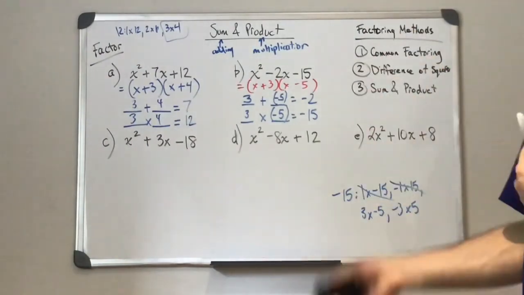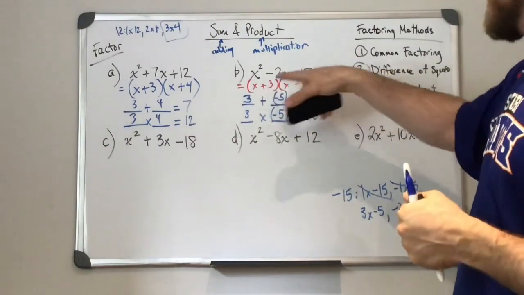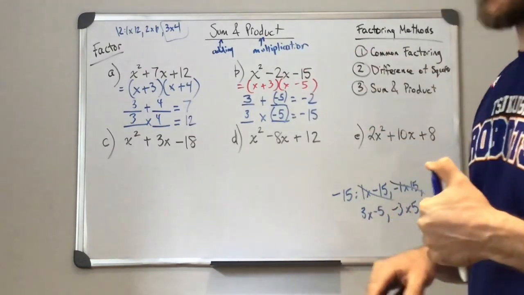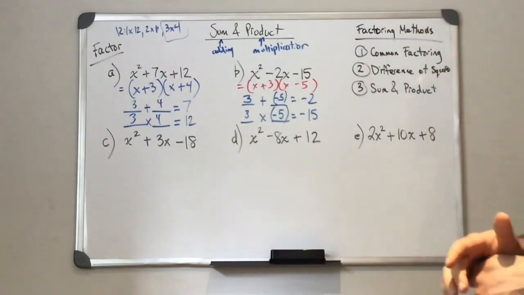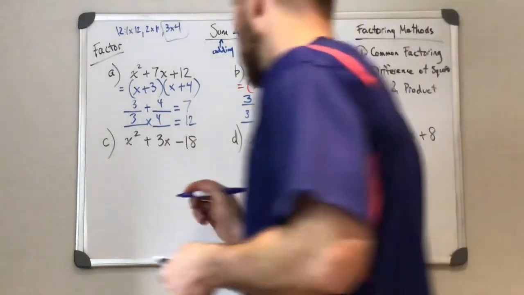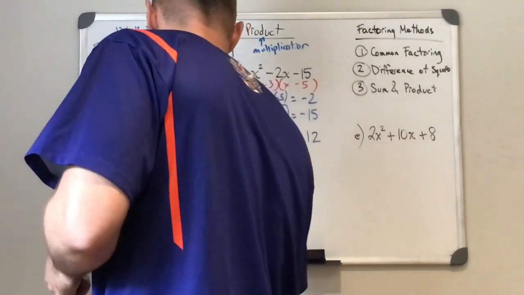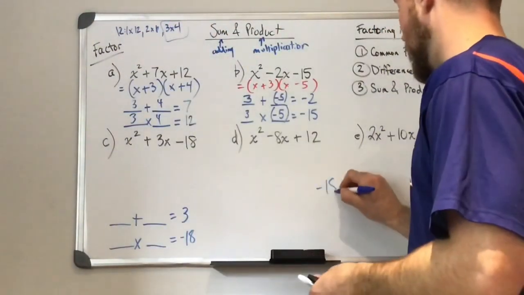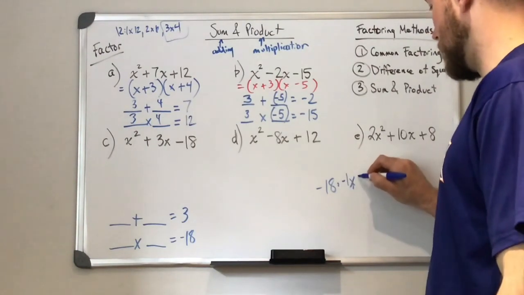Just like before with difference of squares, if you multiply these back out using the FOIL method that we learned at the start of the chapter, we should get back to the original expression. I'm going to erase that for now and move on. Now I've got a little more space. We need to find two numbers that add to 3 and multiply to negative 18. We could have negative 1 times 18.